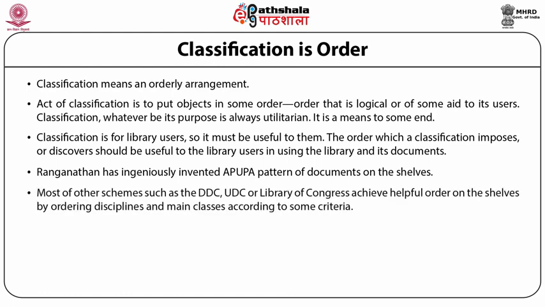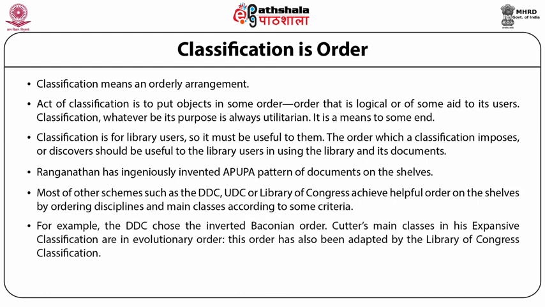Most other schemes, such as the Dewey Decimal Classification, Universal Decimal Classification, or the Library of Congress Classification, achieve helpful order on the shelves by ordering disciplines and main classes according to some criteria, which should be predictable, which should be known. For example, the DDC chose the inverted Baconian order, that is, the order which was invented or formulated by Francis Bacon. Cutter's main classes in his Expansive Classification in the 19th century are in an evolutionary order.